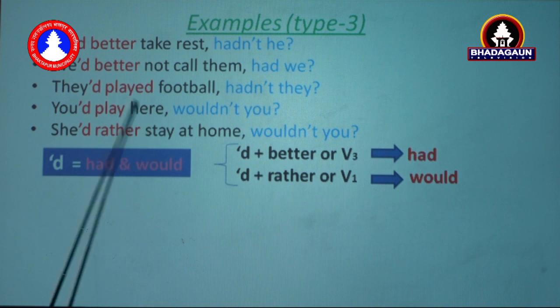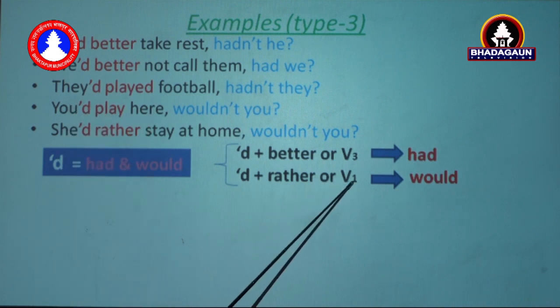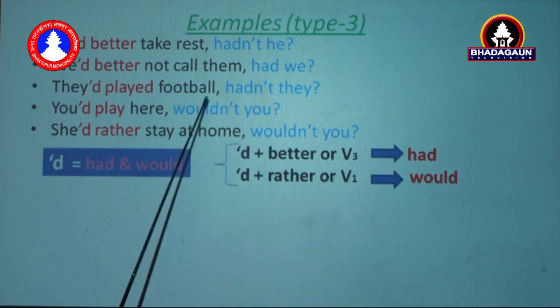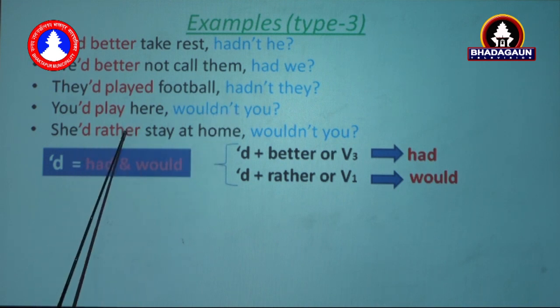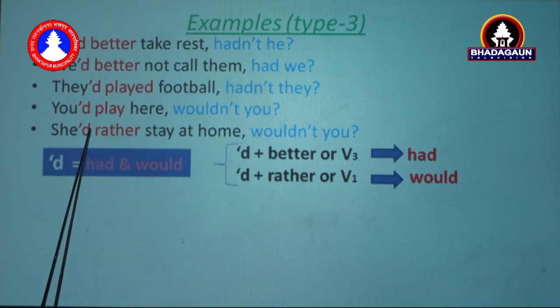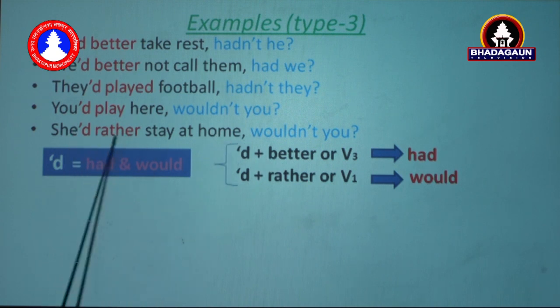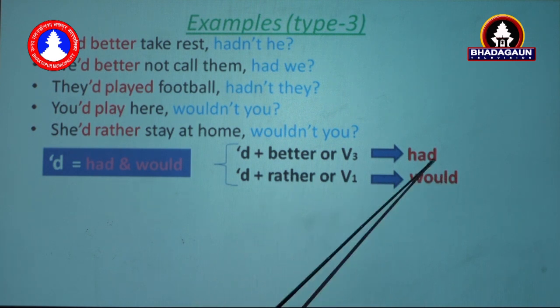You'd play. Apostrophe D is here, but here only play. Play means verb 1. Apostrophe D, verb 1. So this is would. So wouldn't you. Statement positive, tag negative. Apostrophe D, then rather. She'd rather stay at home. Apostrophe D, then the word rather, it is would. That's why we use wouldn't you.